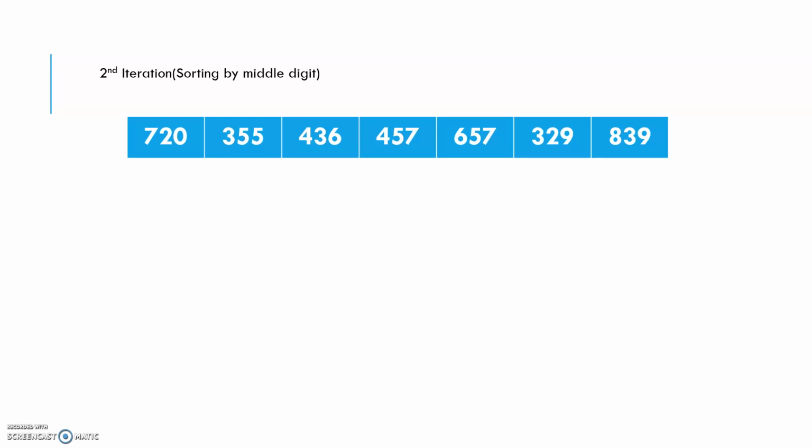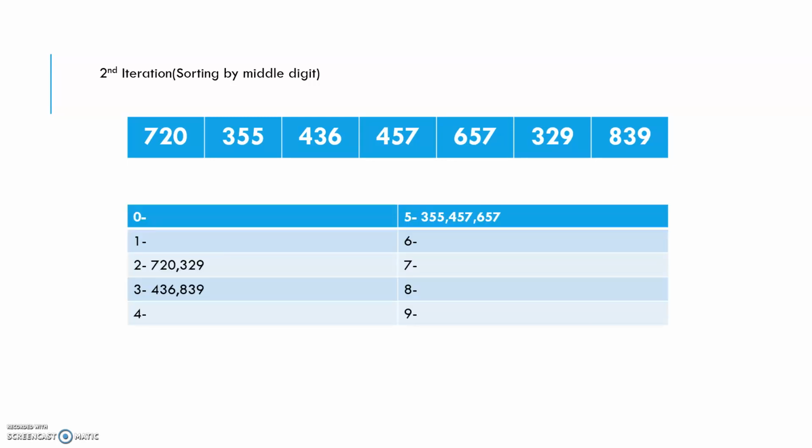In the second iteration, we'll go with the next digit. In this case, it will be the middle digit. So in 720, 2 is the middle digit. In 329, 2 is the middle digit. So 720 and 329 will go in the second column of the table. Similarly, 436 and 839 have 3 in the middle, so they'll go in the third column of the table.